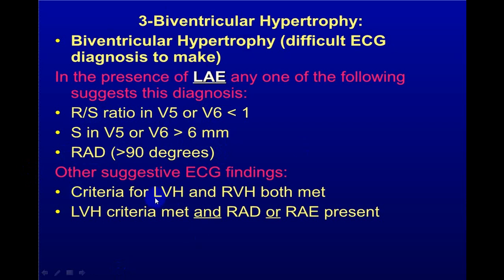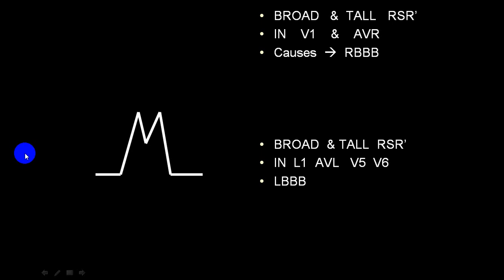Or if both criteria for LVH and RVH are present together, meaning R wave in V1 and S wave in V5, V6 is more than 10, and R wave in V5, V6 and S wave in V1 is more than 35 small squares, you don't need any other criteria. Or if there is an LVH plus a right axis deviation and a right atrial enlargement, it is again in favor of biventricular hypertrophy. Sometimes you do come across this, particularly in dilated cardiomyopathy, or if there is a double valvular heart disease, you will get biventricular hypertrophy.